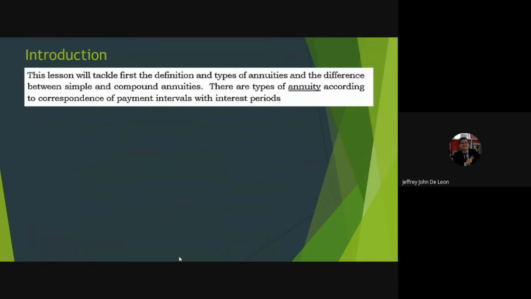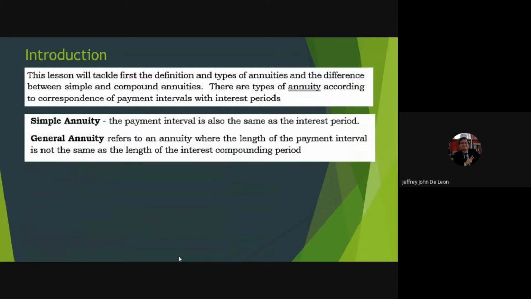To start with, this lesson will tackle first the definition and types of annuities and the difference between simple and general annuities. There are types of annuity according to the correspondence of payment intervals with interest periods. There are two: the simple annuity, where the payment interval is the same as the interest period. So take note of the payment interval and the interest period. The general annuity refers to an annuity where the length of the payment interval is not the same as the length of the interest compounding period.